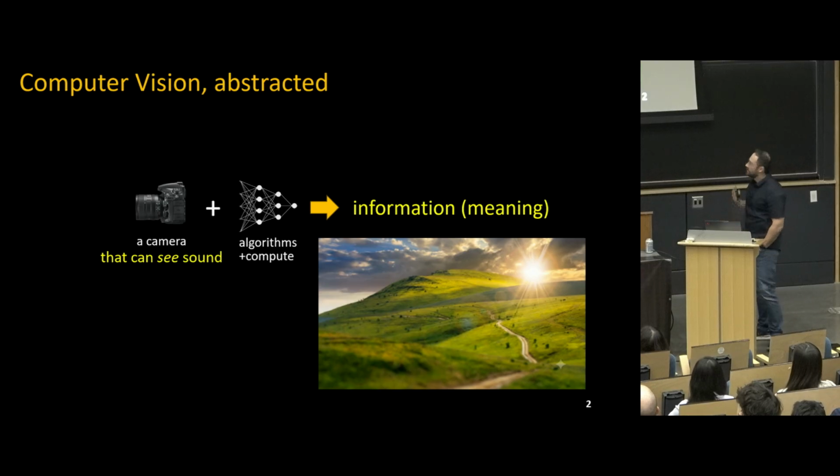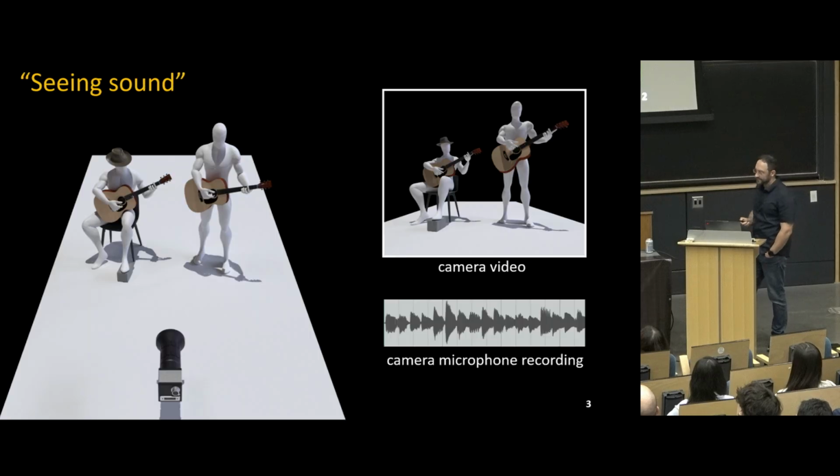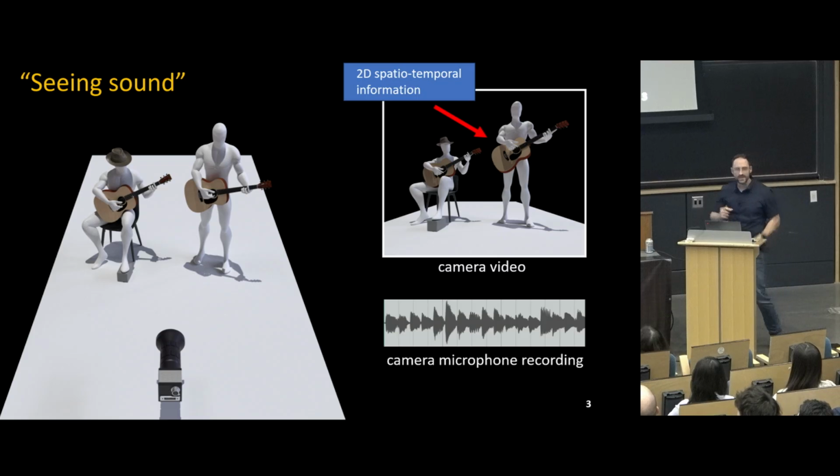But first, what do I mean by seeing sound? To understand what I mean, let's think about the key differences between our senses of sight and hearing. First, the information in vision is mostly spatial, right? You can look at this single frame from a video and understand that there are two guitars in the scene. But in hearing or a microphone, the information is mostly temporal. You can hear that there is more than one guitar from this one-dimensional signal that I'm playing to you.